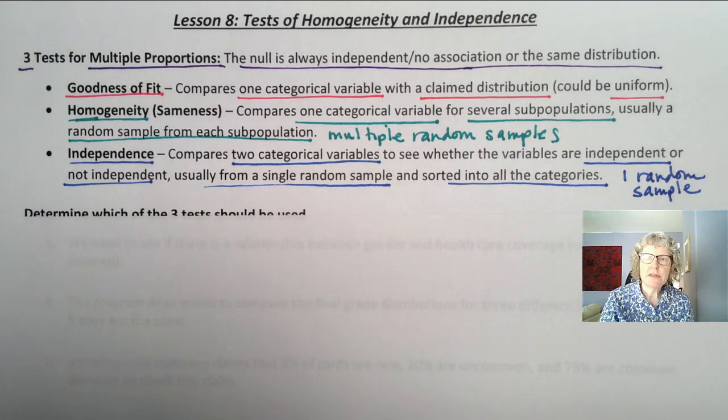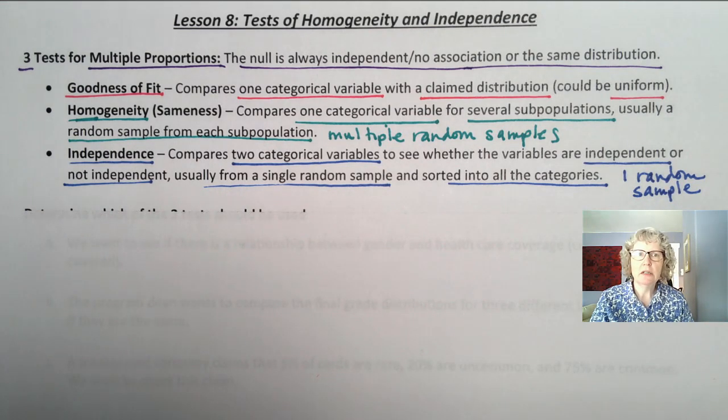Okay, so you're starting to get a feel for the difference between these 3. So goodness of fit and homogeneity both have one categorical variable. Goodness of fit is one set of data compared with a claimed distribution. Homogeneity is that one categorical variable, but for multiple random samples. Okay, so you might have multiple rows, or I suppose it could also be multiple columns. And independence, you have 2 categorical variables. Okay, so we're going to practice, in just a minute, distinguishing between these.